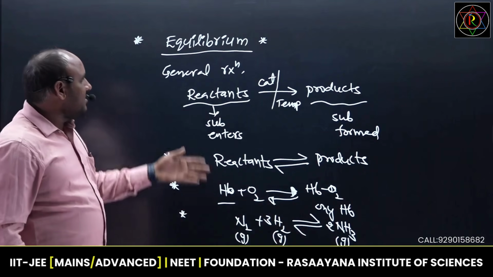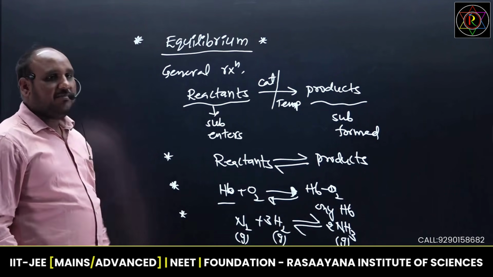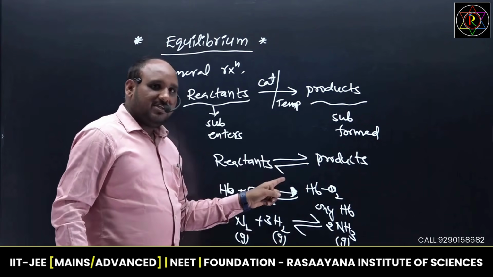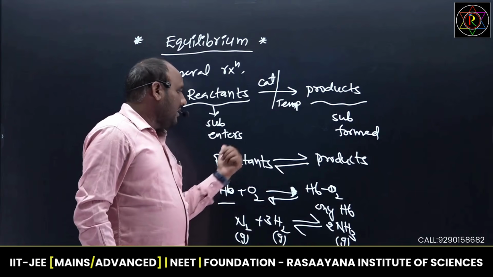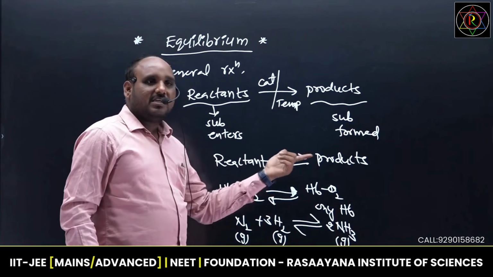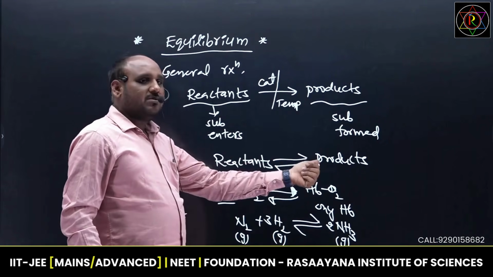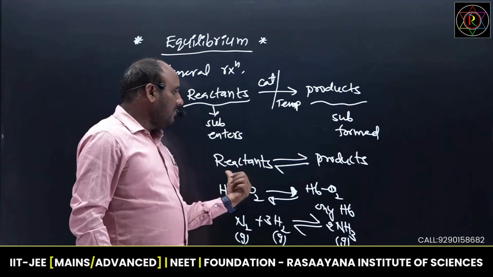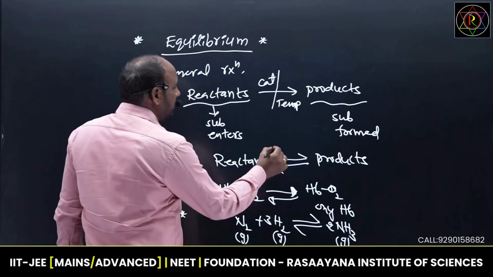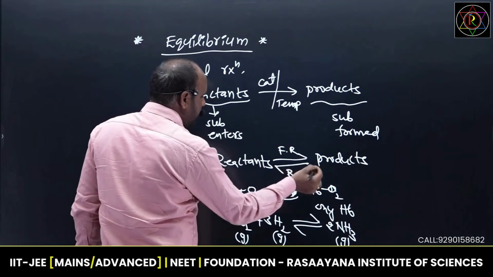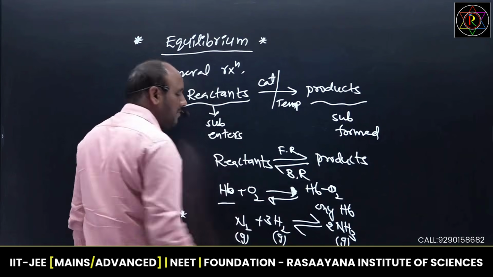So many reactions are involved, and that condition is the equilibrium. What is meant by equilibrium? It is the state at which the rate of the forward reaction is equal to the rate of the backward reaction. In the forward reaction, reactants are converted to products, and then products come back to reactants, that is the backward reaction.